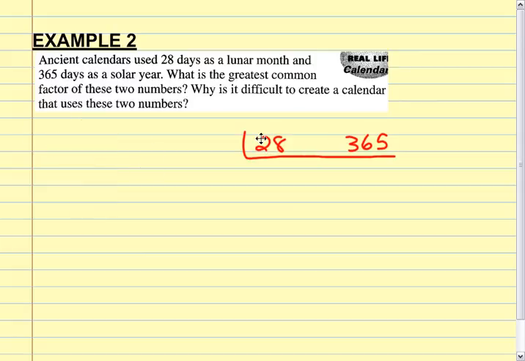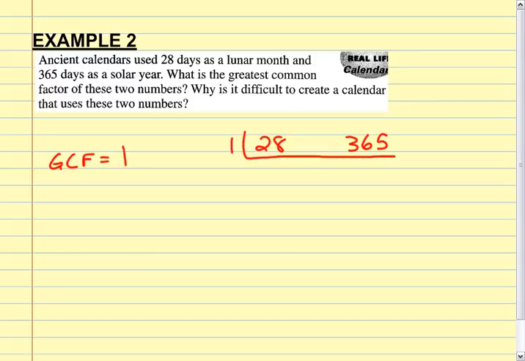What's the next number that goes into 28 after 7? Elise? 14. Does 14 go into 365? Well, not if 7 doesn't, right? What about 28? No. There are no numbers that go into 28 and 365. Only 1, right? So here's the question. Well, wait, what is the greatest common factor of 28 and 365? Raise your hand if you know what the GCF is. Zachary? 1. It's the biggest number that goes into both of them.